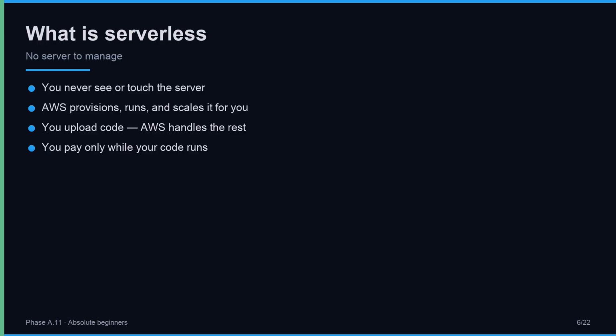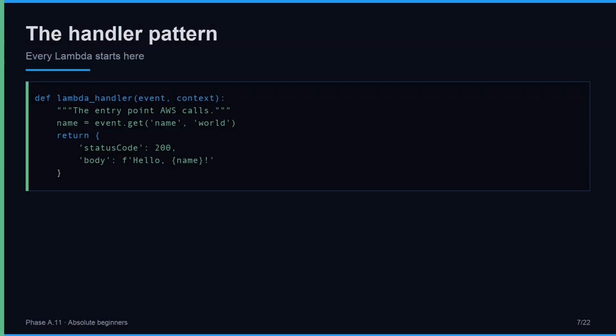The hardware disappears. Every Lambda function in Python follows the same pattern: a function called lambda_handler that takes two parameters, event and context. Amazon calls this function for you whenever something triggers your Lambda. The event parameter is a dictionary with the input data. The function does its work and returns a dictionary, usually with a status code and a body. That is the whole shape. You already know how to write Python functions. Lambda just gives that function a specific name and a specific signature. A function you already know.